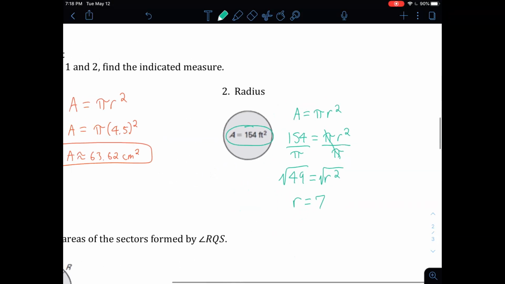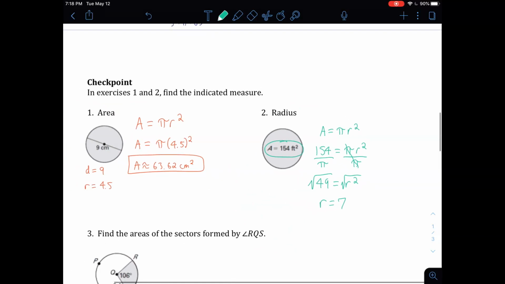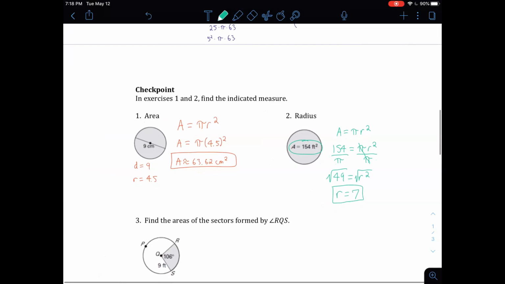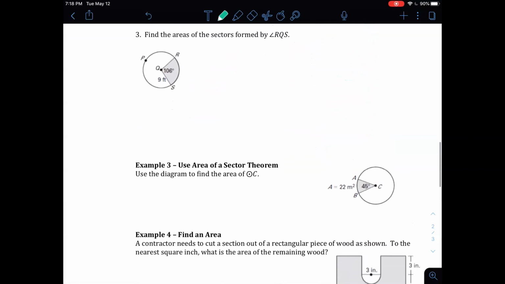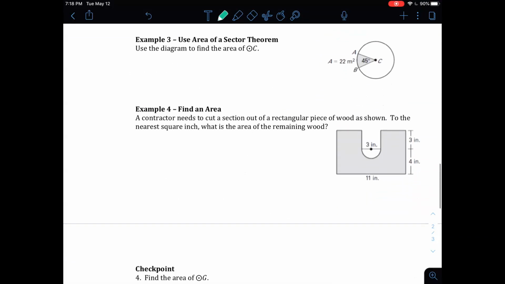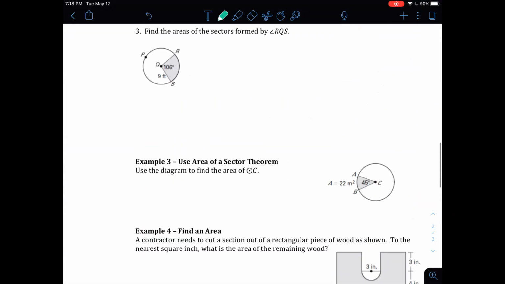Are we done? Is that what we're looking for? Are we looking for the radius? We are looking for the radius, not the diameter. So this is where we can stop. Okay? All right. And then we're going to do checkpoint 3, example 3. Yeah, we've got a few more to do here.